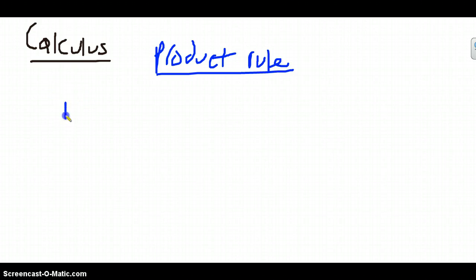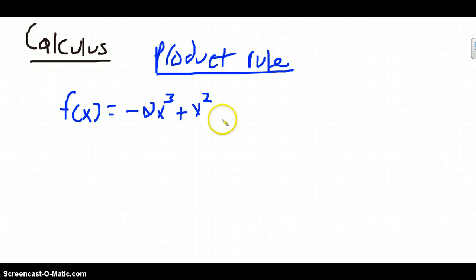So if we are given f of x, which is the same as y equals negative 2x cubed plus x squared minus 4x plus 3, and we're given the point 1 comma negative 2.